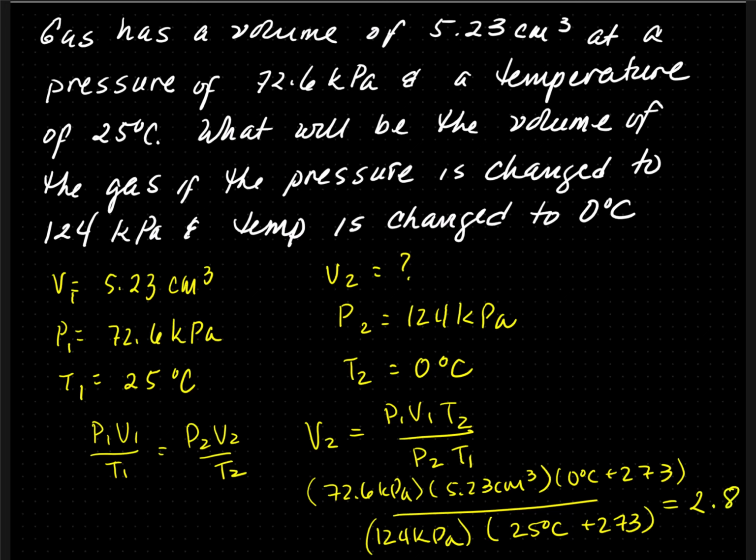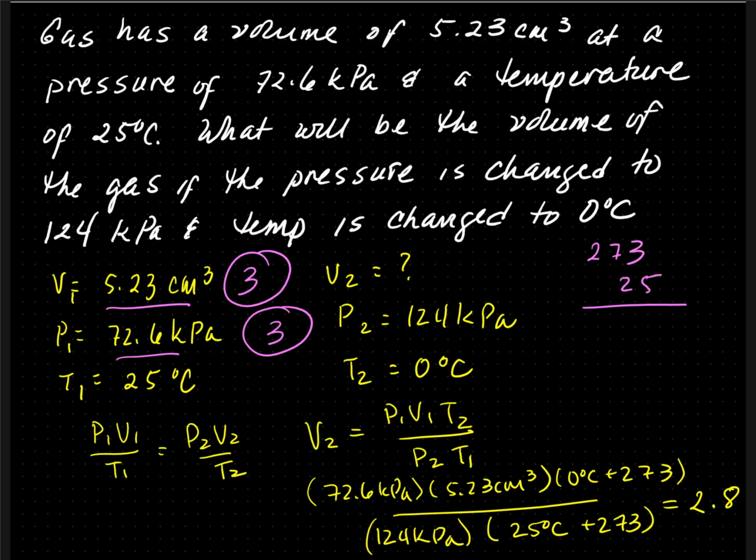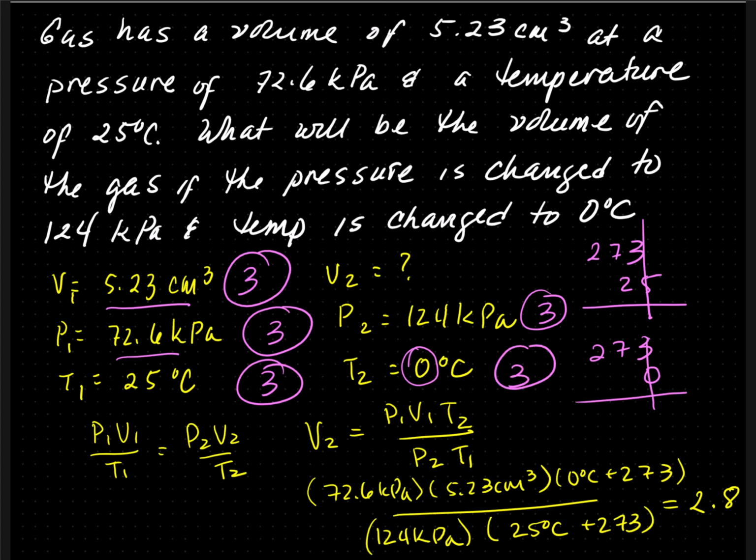So now let's go back and do sig figs. This one has 3 sig figs. This one has 3 sig figs. For 25, if I do 273 plus 25, I'm going to line it up here. So this one's going to have 3 sig figs. This one, 124, has 3 sig figs. Temperature 273 plus 0. This 0 has to be significant because that's the only digit given. So this one will also have 3. So my final answer should have 3 sig figs.